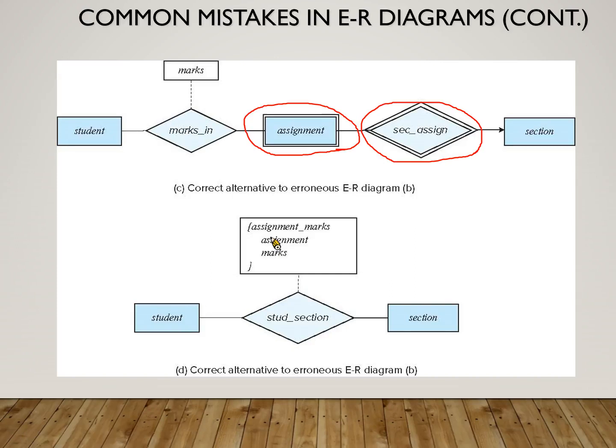In addition, another alternative to correct these erroneous ER diagrams is to represent the concept of multiple attributes in the format of a composite attribute. For example, a composite attribute assignment marks, which contains assignment and marks, can be created here, and this composite attribute can attach to this relationship.